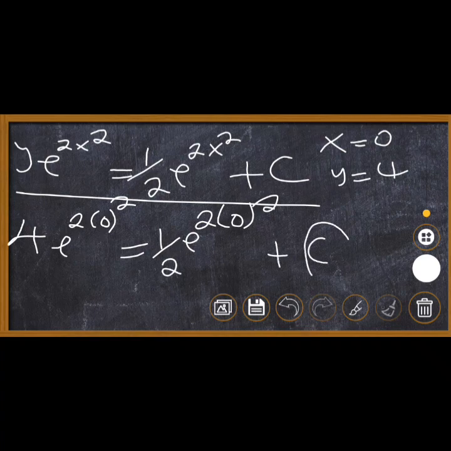So in this case then, we are looking for the value of the constant c. So here we know that when you have 0 raised to power 2, it's just 0.